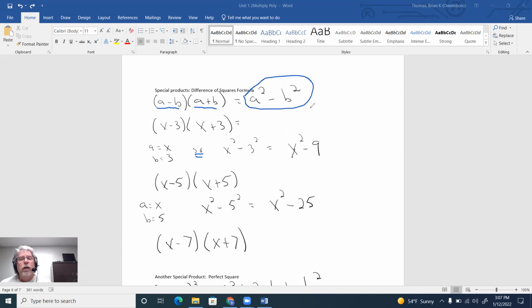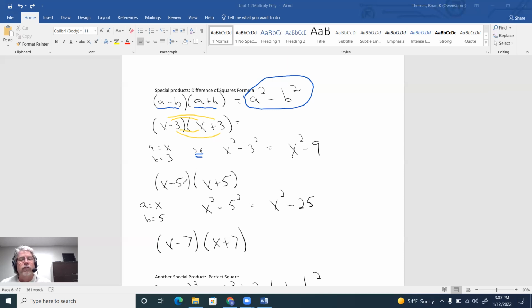Now I could have done this problem using FOIL if I wanted to. So I don't need this special product, but if you recognize this, it actually saves you time, because all you gotta do is square the x and square the 3 and put a subtraction sign between them. And that's much faster. But you could still use FOIL and get the same answer. I'm not going to do FOIL here. Don't quite have enough room. But as a shortcut, if you recognize this x minus 3, x plus 3, all you got to do is square the first term and square the second term and put a subtraction sign between them.